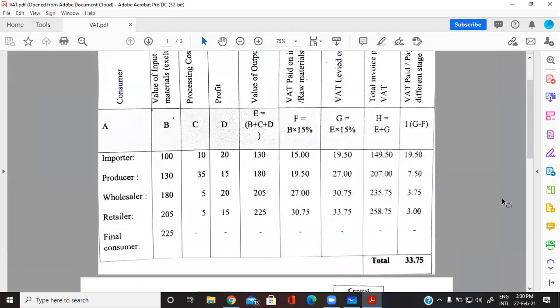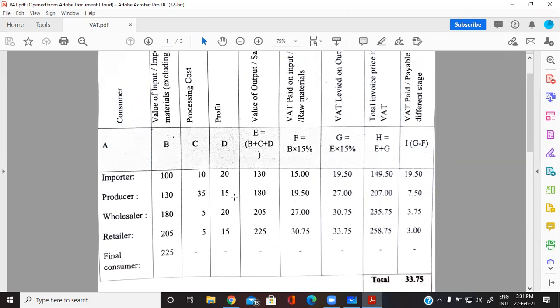Okay. Let's continue. So the goods are now in the hand of the wholesaler. The wholesaler has got the output value of how much? 180. And the processing cost and the profit is 20, the total value addition is 25. So in that case, what is the output value at the wholesaler stage? 205. And how much VAT did the wholesaler pay to the producer when buying the goods from the producer? This one, 27.